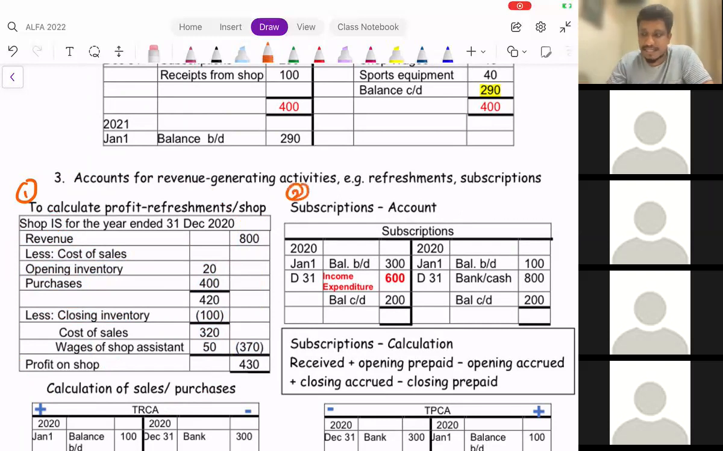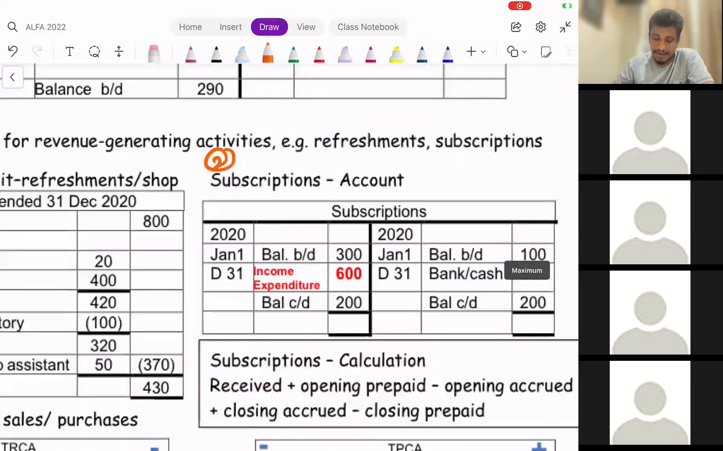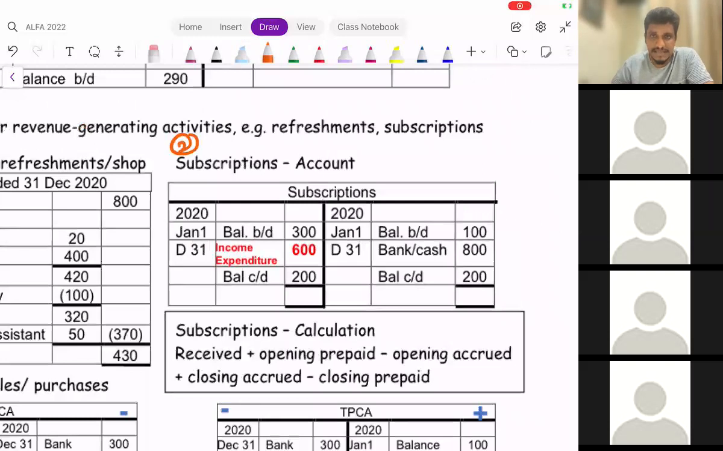Second one is subscription. You need to prepare the subscription account. Subscription accrued will be on the debit side. Subscription accrued means income accrued, which is your asset, so it is on the debit side. And balance b/d prepaid. Subscription prepaid means we receive in advance. If we receive in advance, it will be on the credit side because it's your liability.